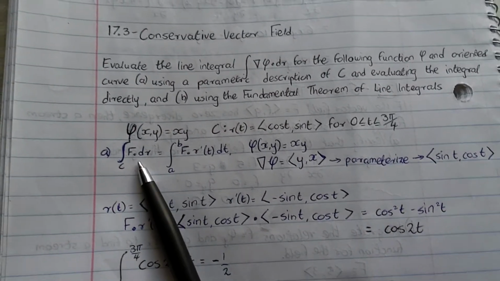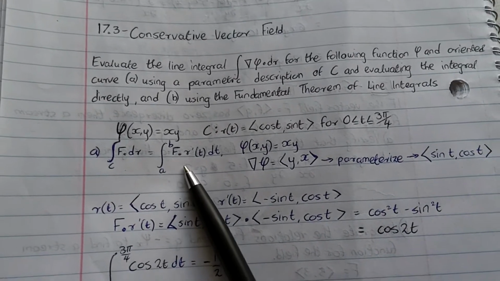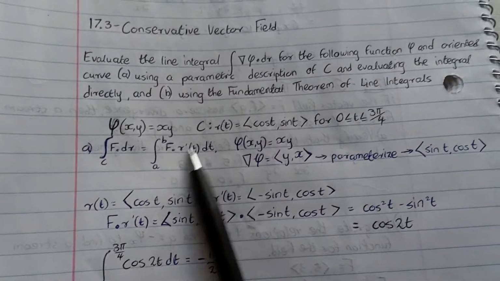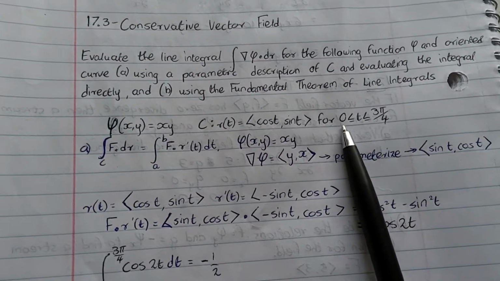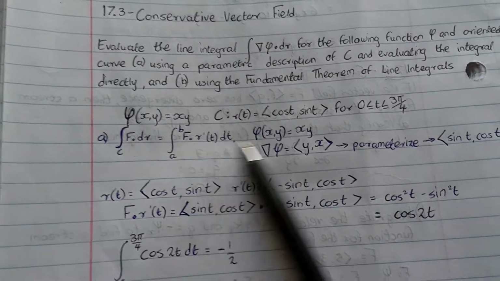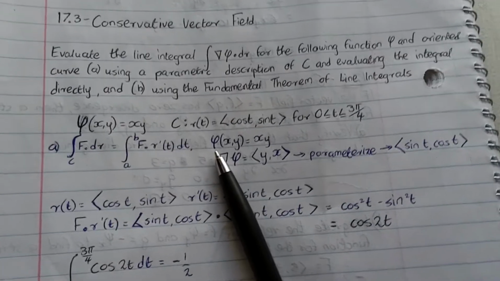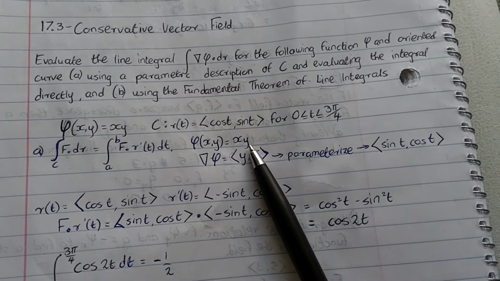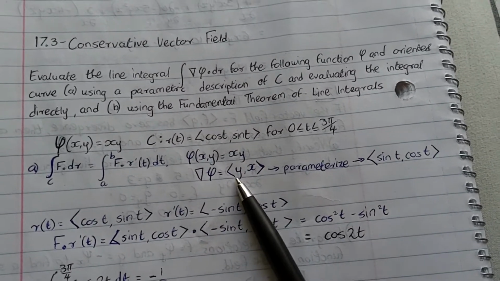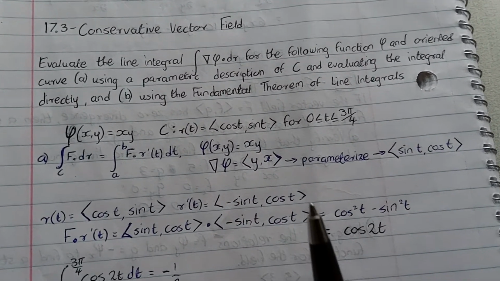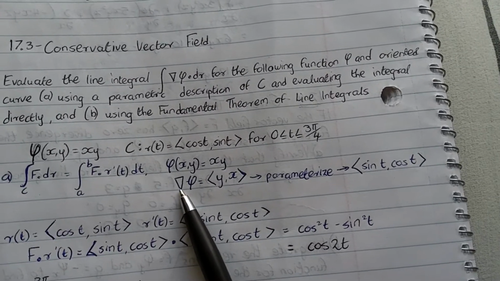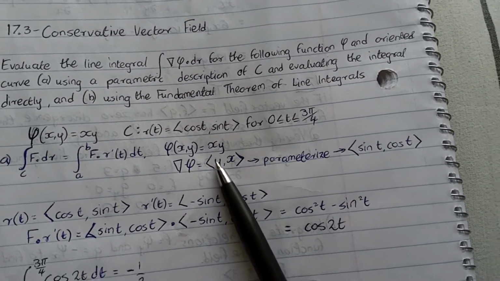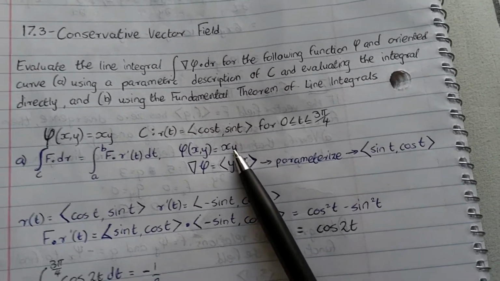So straight up, F dot dr is pretty much F dot r prime of t, where r is this, from a to b. So a and b, put it back here, right? So the gradient of the function phi of x, y is pretty much the partial in x and the partial in y, but in separate coordinates. So calculating the partials of this function, for the x coordinate you're going to get y, and for the y coordinate, you're going to get x.